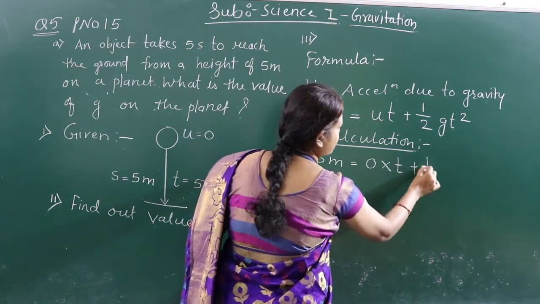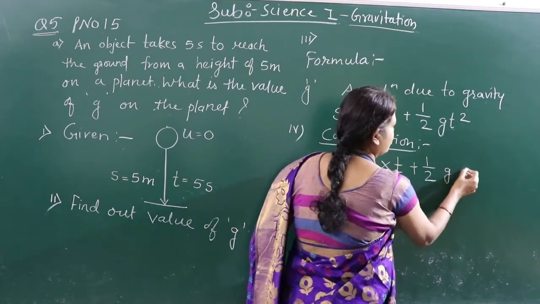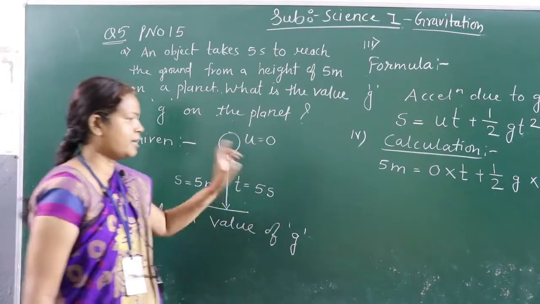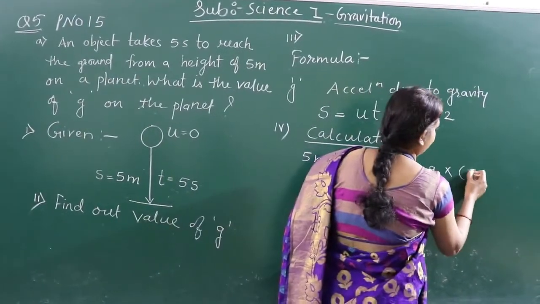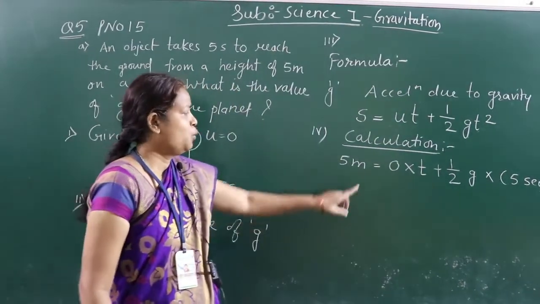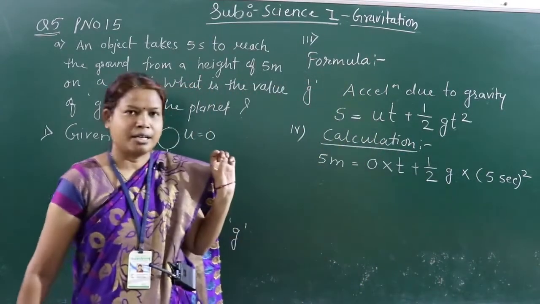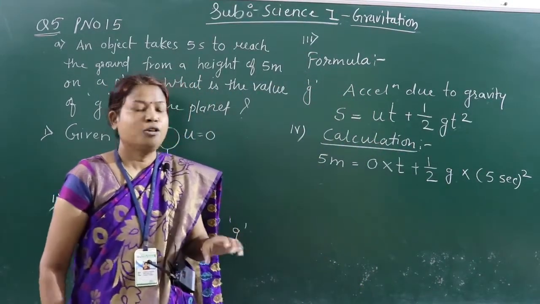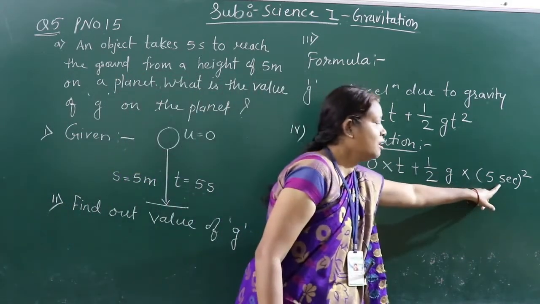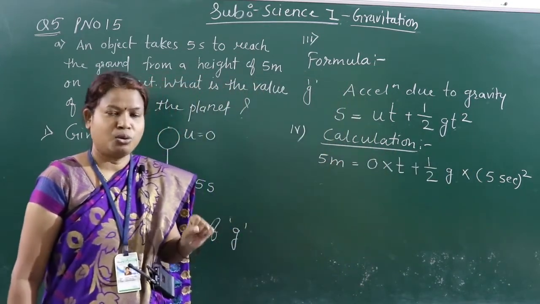t plus half g t square. We have to find out this g. t is given in our problem, that t is 5 seconds. So it is 5 second square. You have to put the units, g, second, etc. But if you find it difficult, it is not necessary to write the unit while solving the problem. You can write the unit at the end of the solution also. Okay.